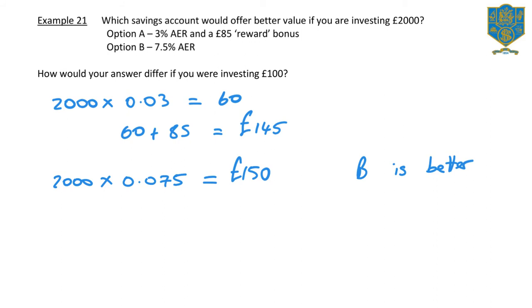But if you were only saving £100, then obviously option A would be better, because you're getting £85. The interest, if you've got £100 at 3%, is going to be £3. Option B would be £7.50, because percentage, remember, just means out of 100. But then adding on the £85 is going to make a big difference there. So option A, if you're investing 100, option B, if you're investing 2,000.